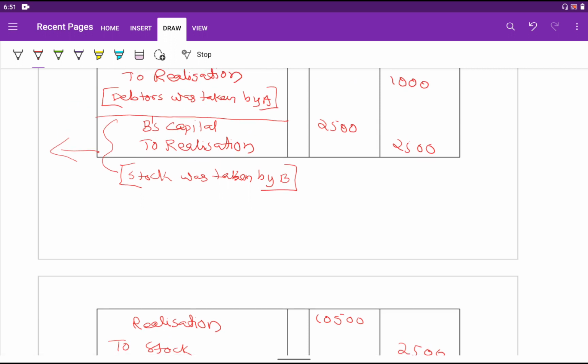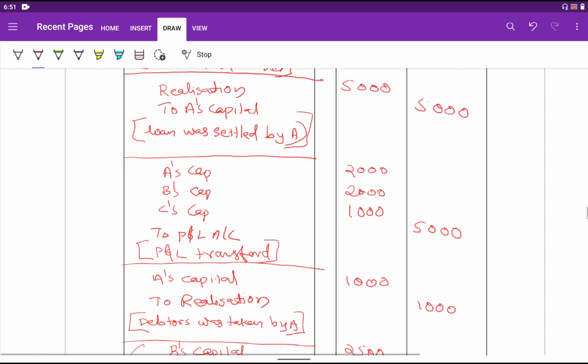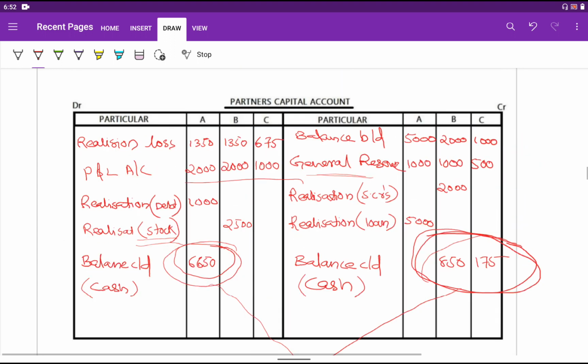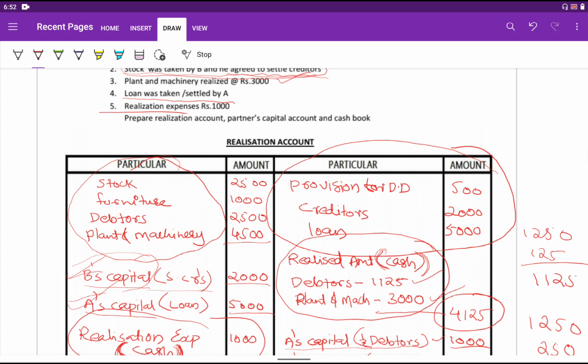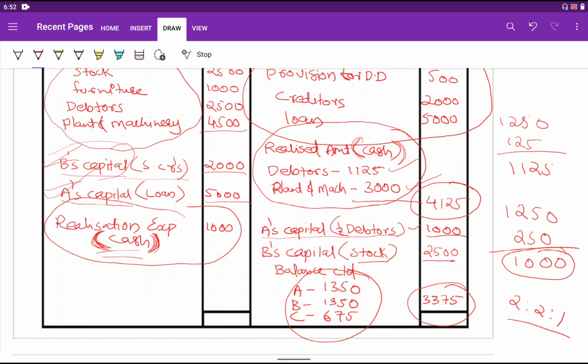See what happened here in the realization account when stock was taken by B. We are writing stock in his name. See, you can see here. We are writing stock in his name. Sorry, not this one. We are writing stock in his name. See. So what is the journal entry here? B's capital is coming on which side?